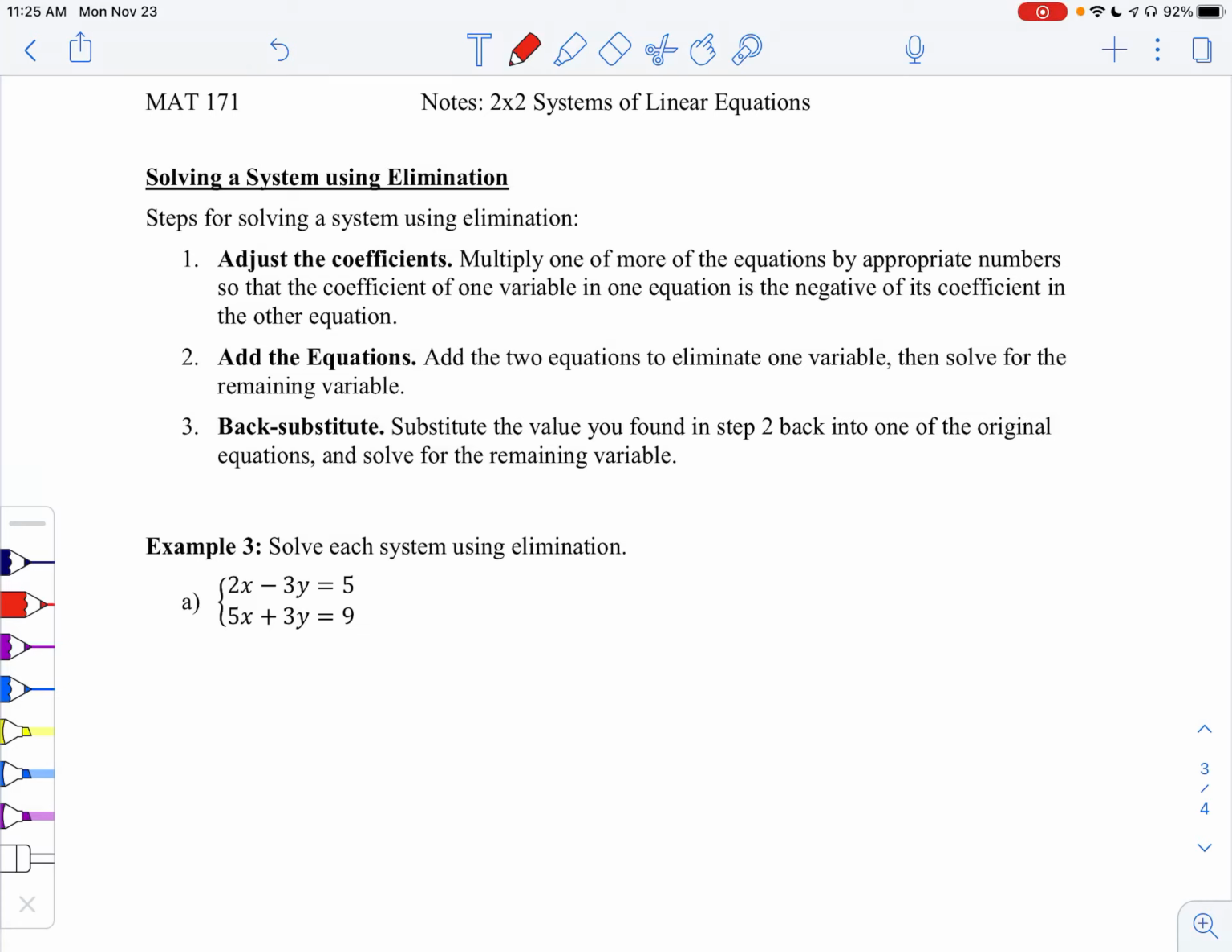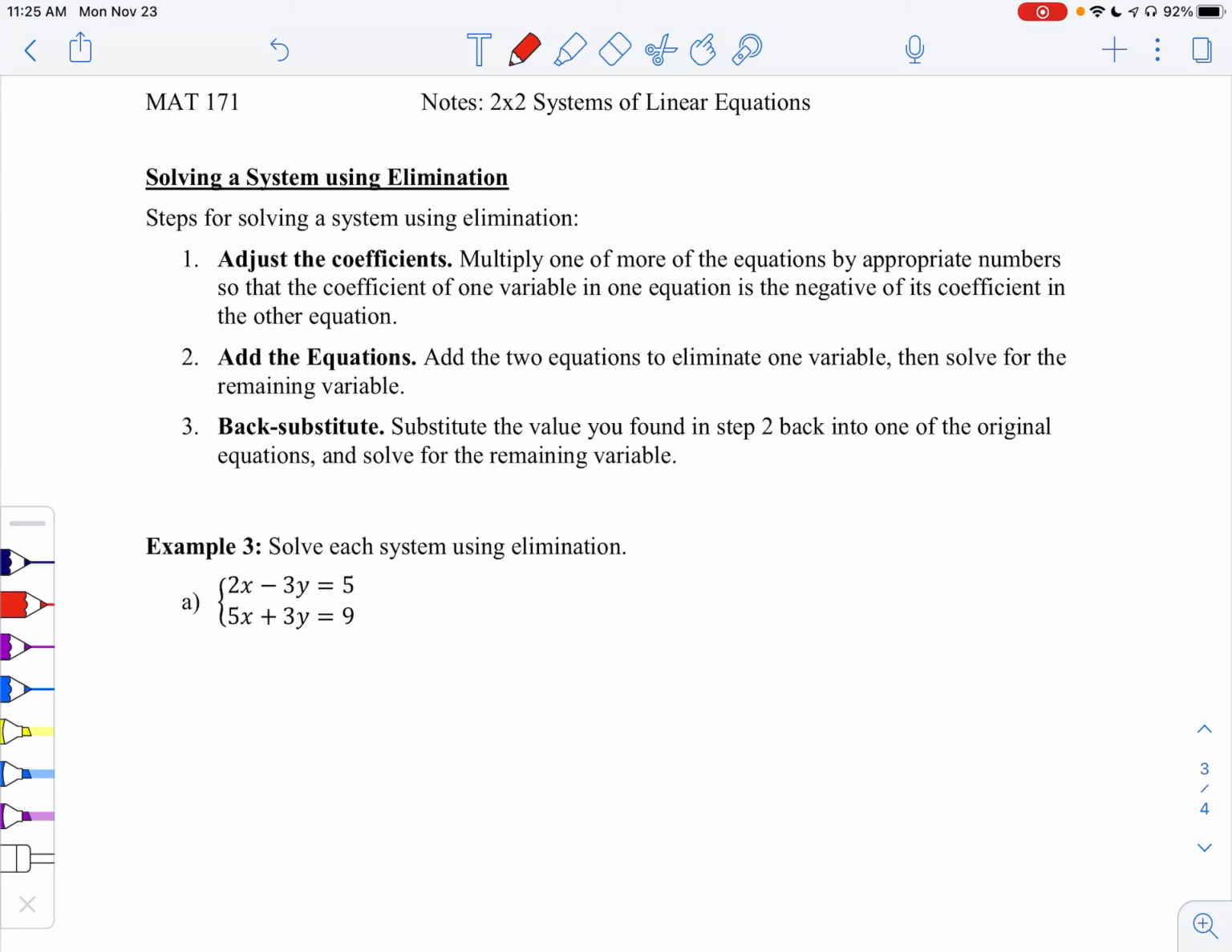All right, so in this video, we're going to continue with our 2 by 2 systems of linear equations, and we're going to look at our last technique for solving these, which is called elimination. So in the previous video, we looked at solving with graphing, solving with substitution, and now this is the last way that we can solve these.